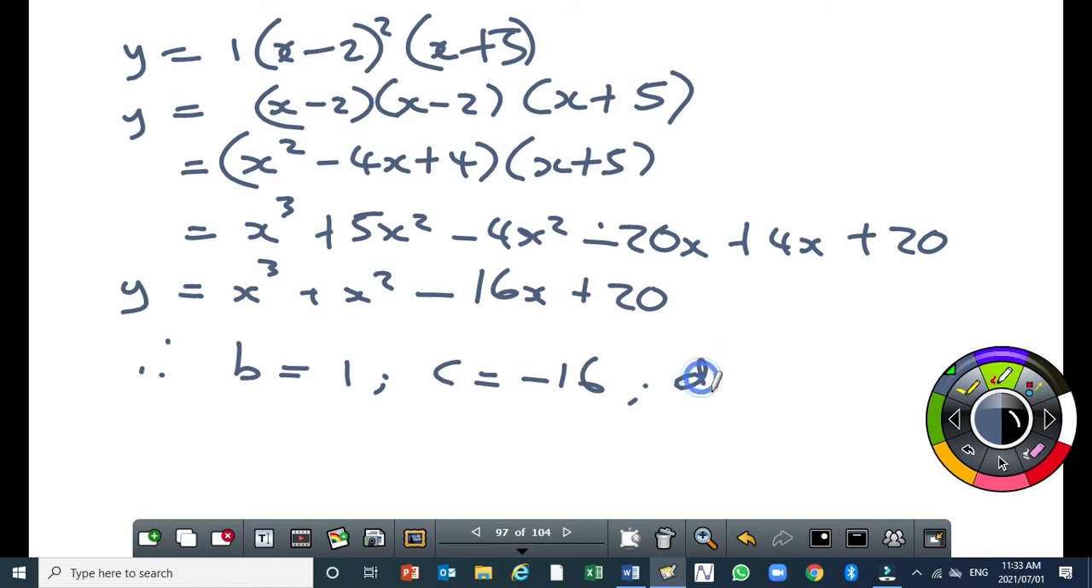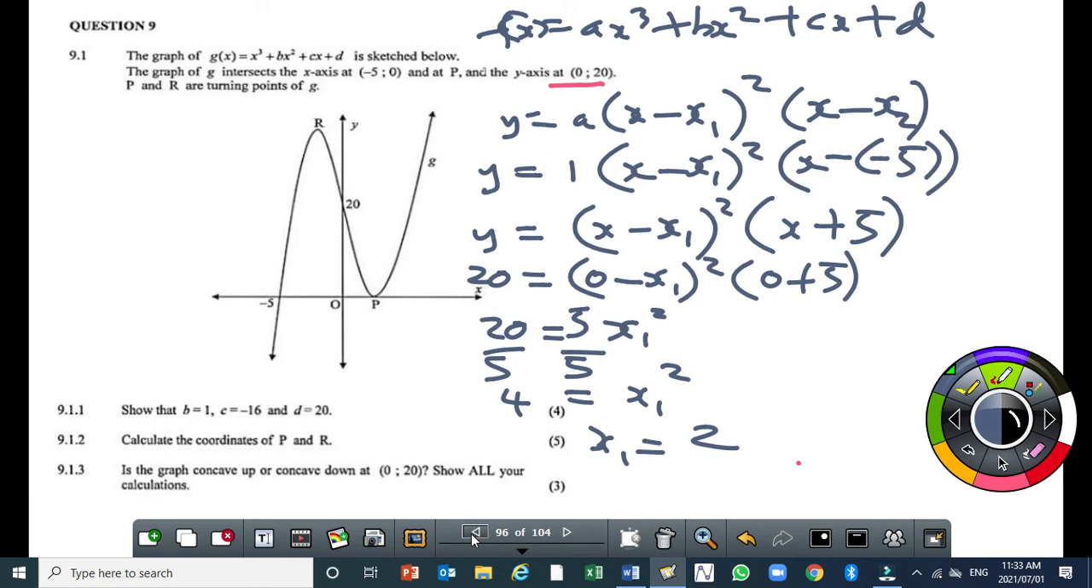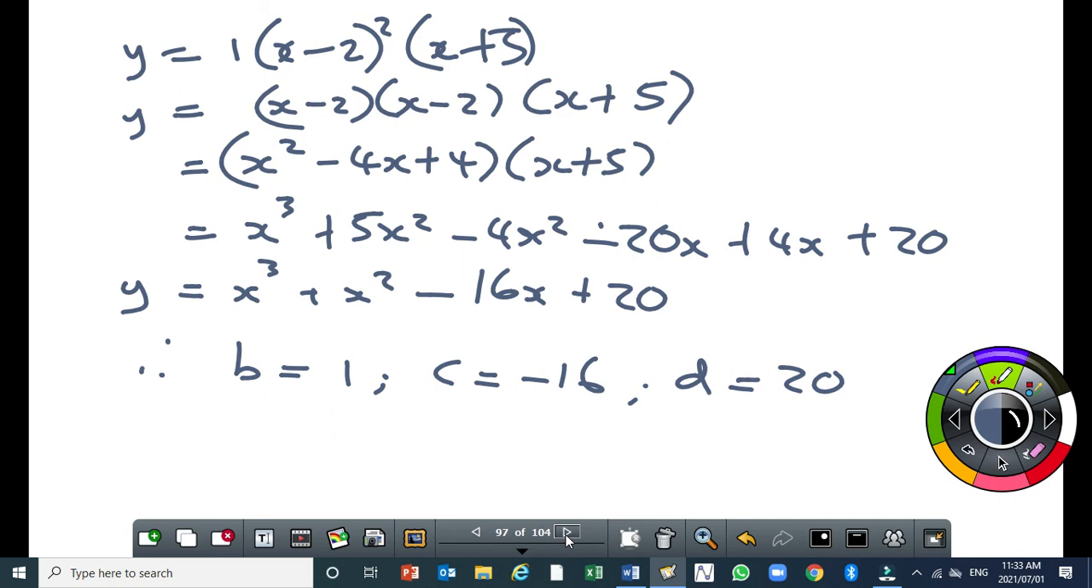And d will be 20. Remember, the question was saying, show that b is 1, c is minus 16, and d is 20. So the values of b, c, and d are already given. They are here. You just have to prove that they are equal to what's given, which is what I have done here by writing that equation.